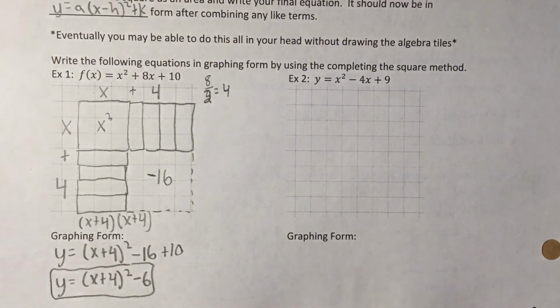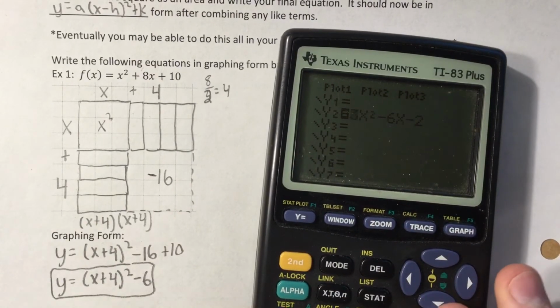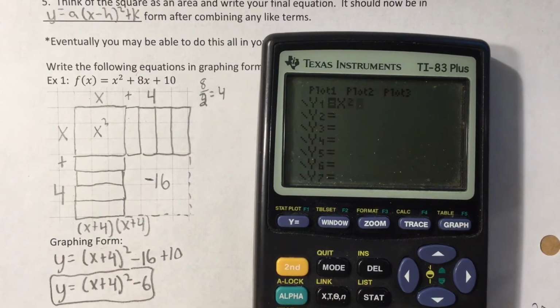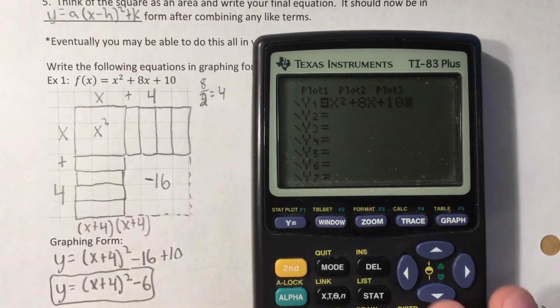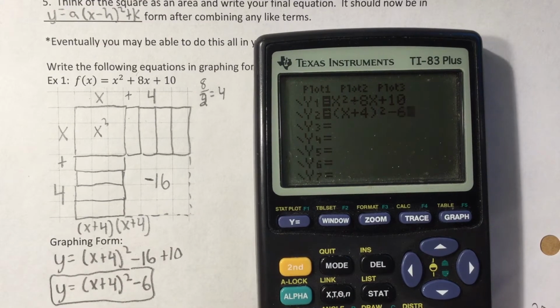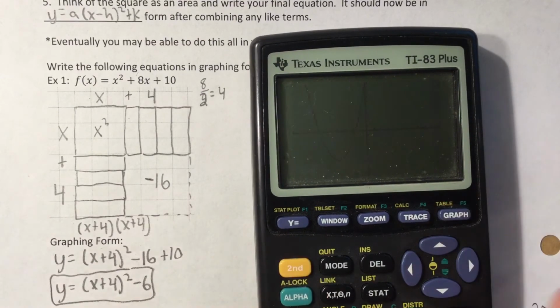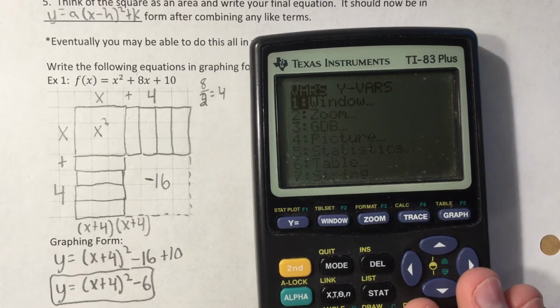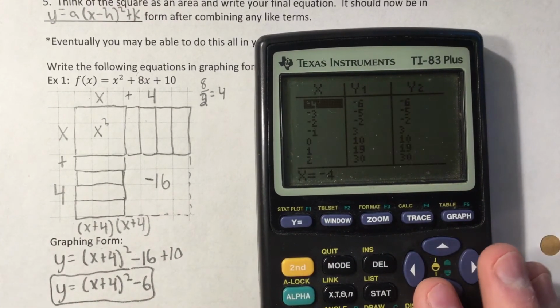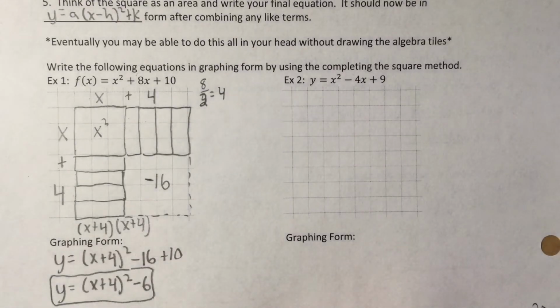And if we double check our work here, if I graph x squared plus 8x plus 10, and then x plus 4 quantity squared minus 6, we see only one graph. And if we double check on the table, we notice that all those values are the same. So they are equivalent to each other. All right, one more example.